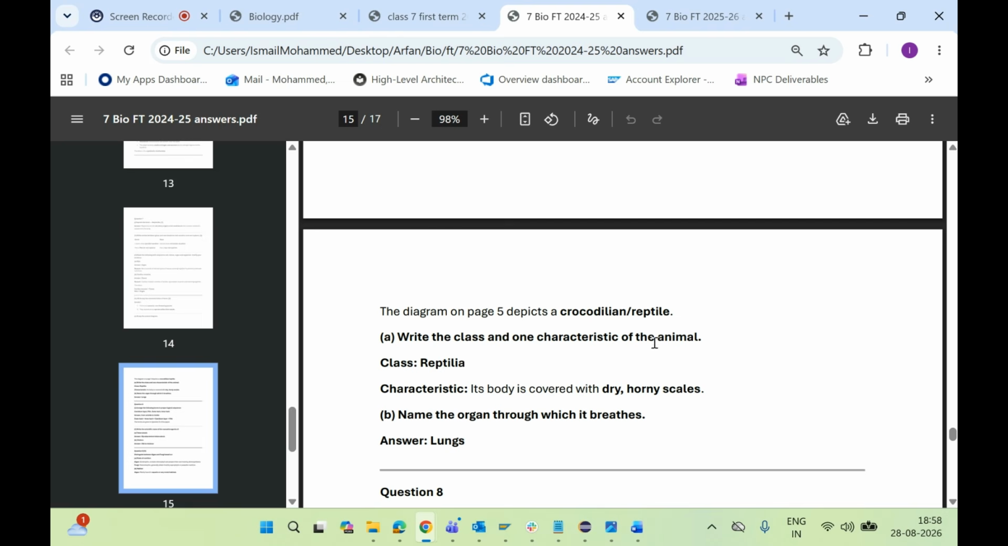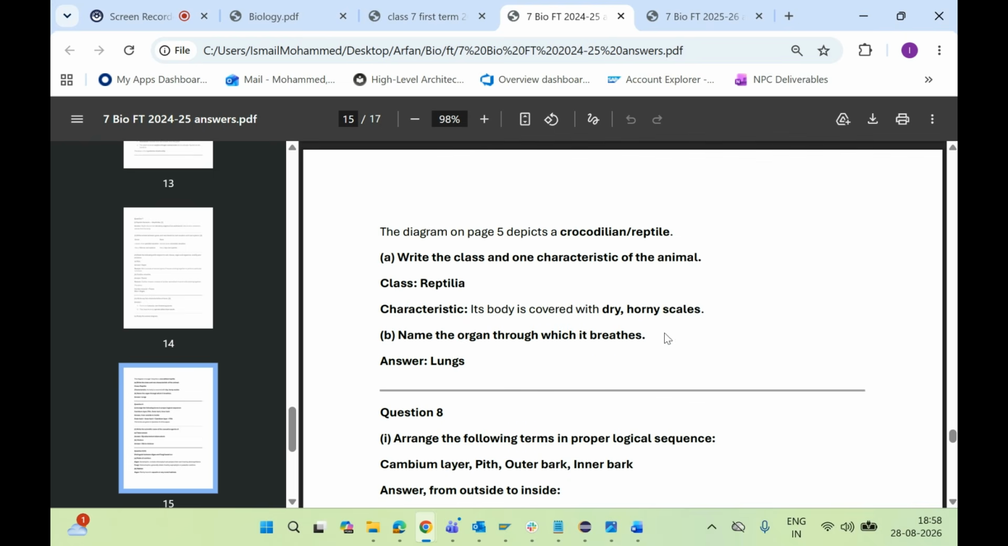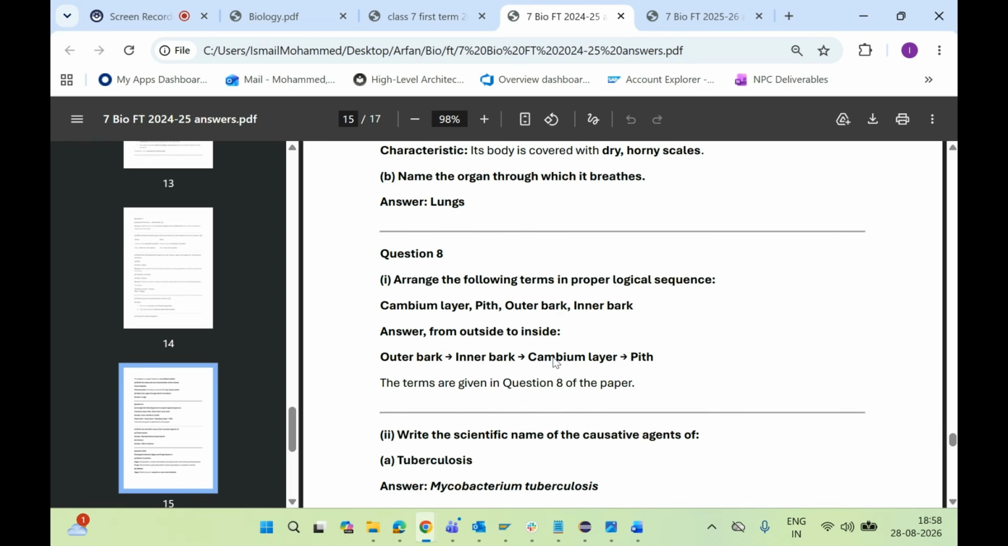Class and characteristics of one animal. You can say class Reptilia. Characteristics: it has horny scales. Anything you can mention. Okay. Name the organ through which it breathes. It's the lungs. So arrange the following terms in proper logical sequence.